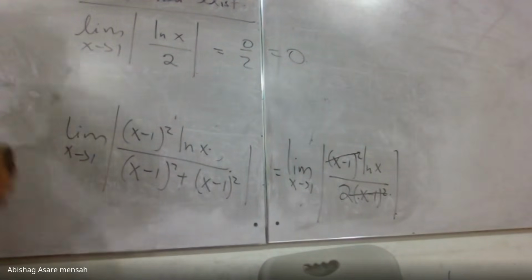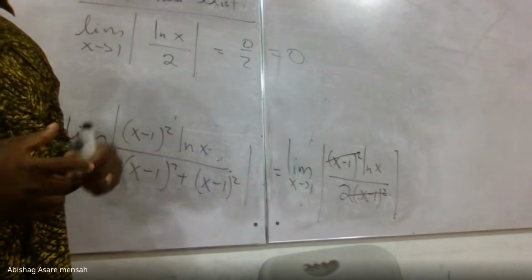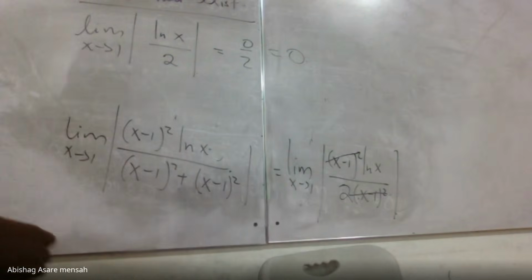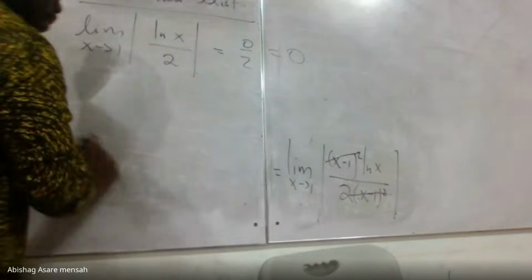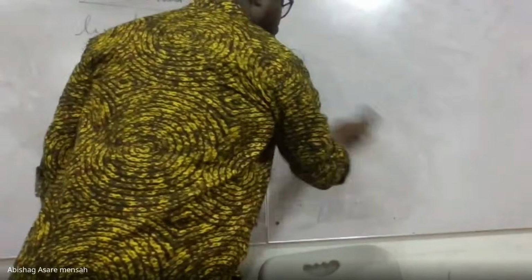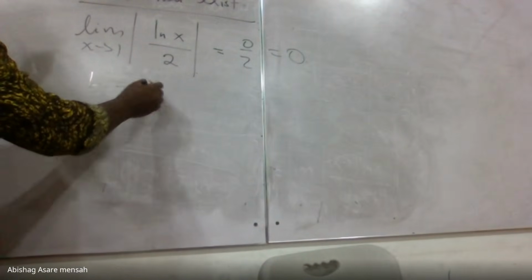You see that I have 3 tests. I've done that. They are all giving me 0. So I can now conclude that my L is what? 0. So now my L, that's the limit of the function. Confirm that is 0. L is equal to 0 now. Okay.